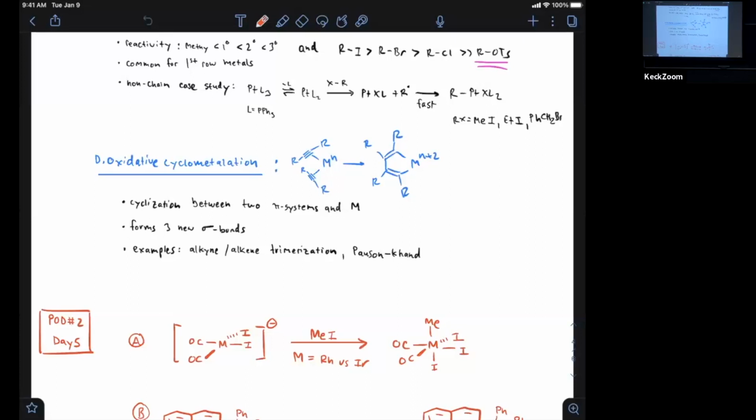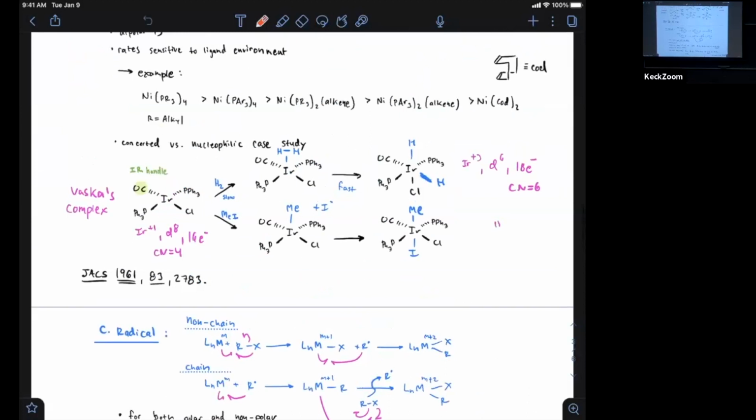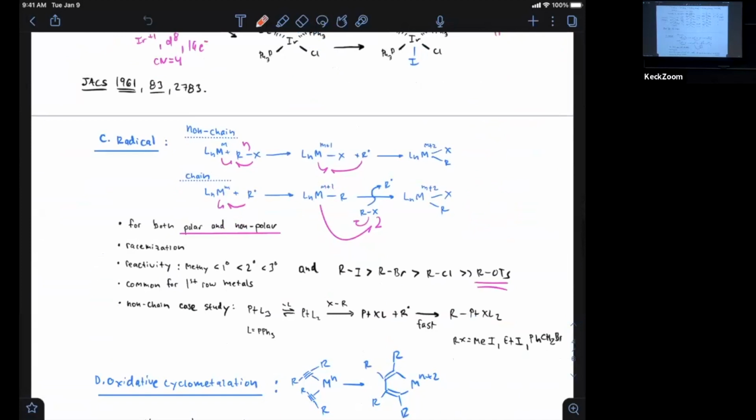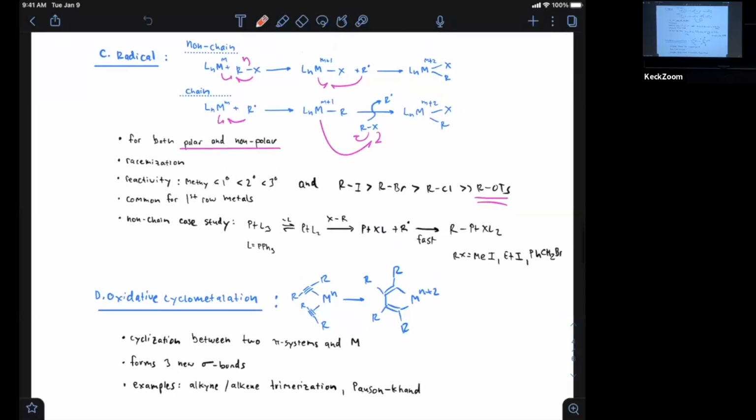But last time we left off with a discussion of oxidative addition. And just as a reminder, we talked about the three canonical oxidative addition mechanisms: concerted, nucleophilic, and radical. And if that was a little fast for you, we'll have plenty of time today to review those mechanisms through examples.